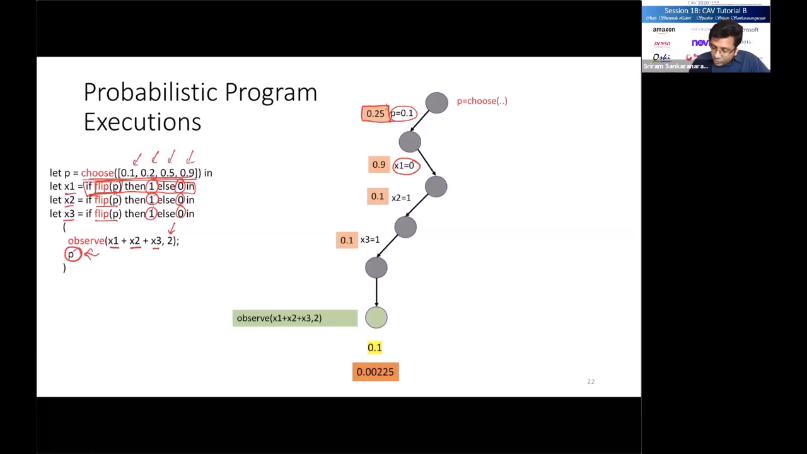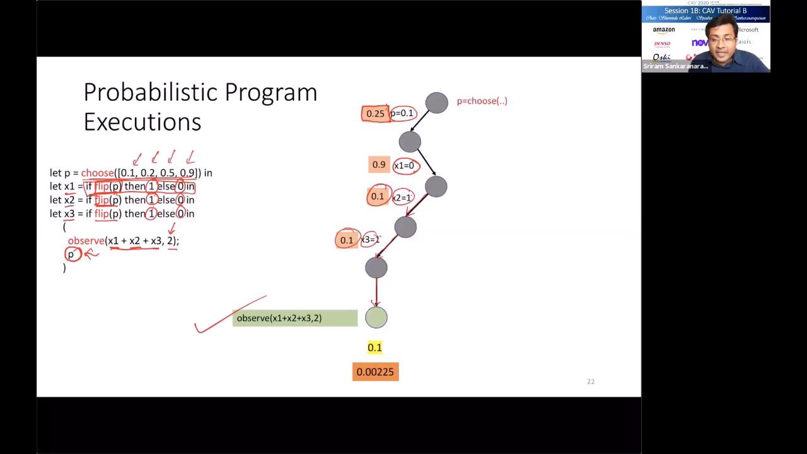Likewise, I get x2 equals 1. That happens with probability 0.1. x3 equals 1. That happens with probability 0.1. And I get to this observe statement. And thankfully, x1 plus x2 plus x3 is equal to 2. 0 plus 1 plus 1 is 2. Therefore, I pass the observe statement.